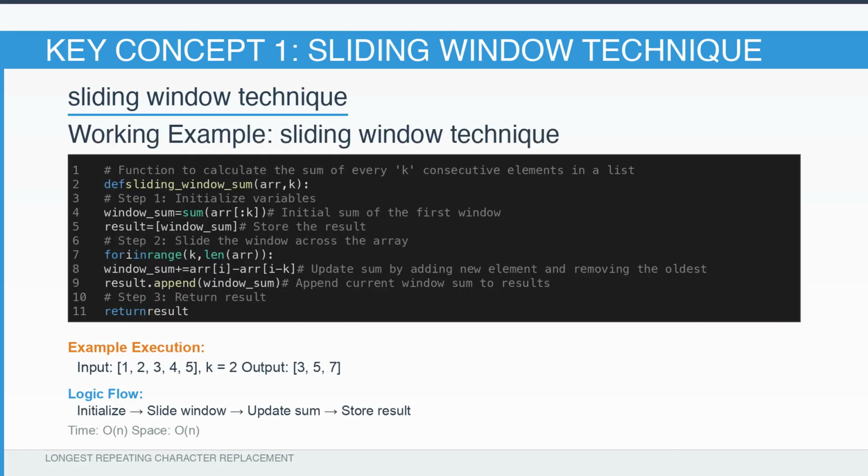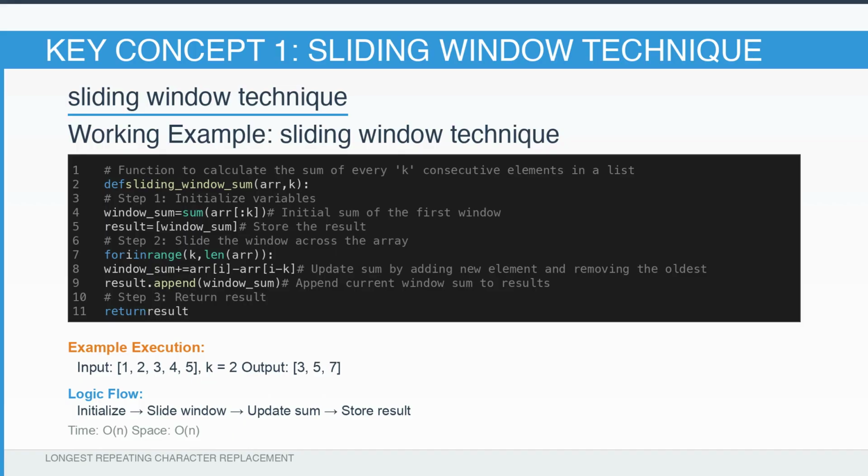In this slide, we're looking at a function that calculates the sum of every k consecutive elements in a list using the sliding window technique. First, we initialize our variables. The window sum holds the sum of the first k elements. This is our starting point, and we store this initial sum in the result list. Think of this as forming a small group of elements from our list, which we will analyze together.